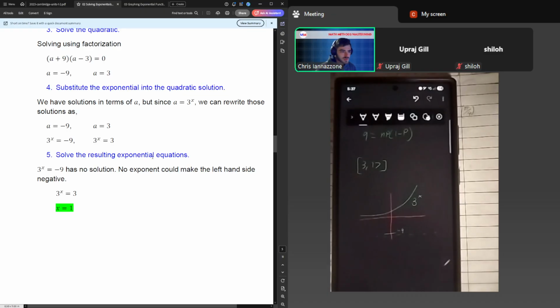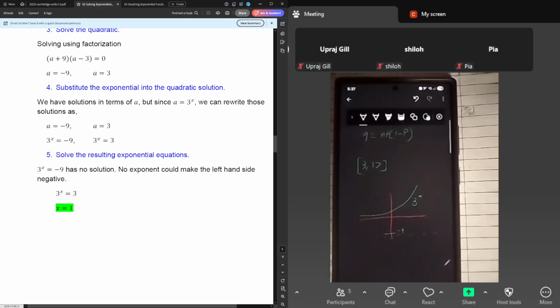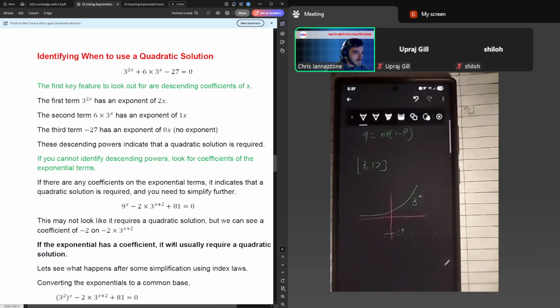Is there any questions on the execution of the method? Easy. Now let's look at why you would know to use that particular method.